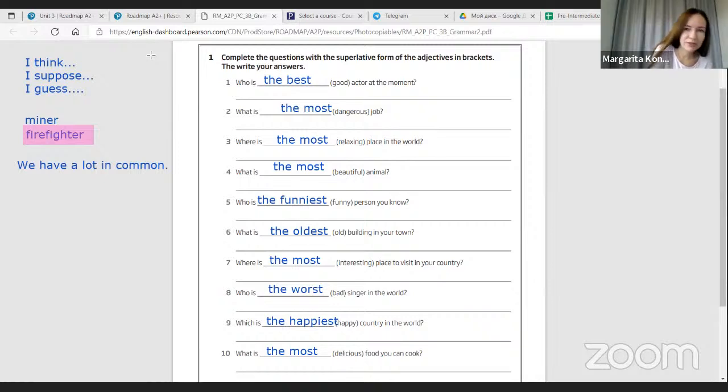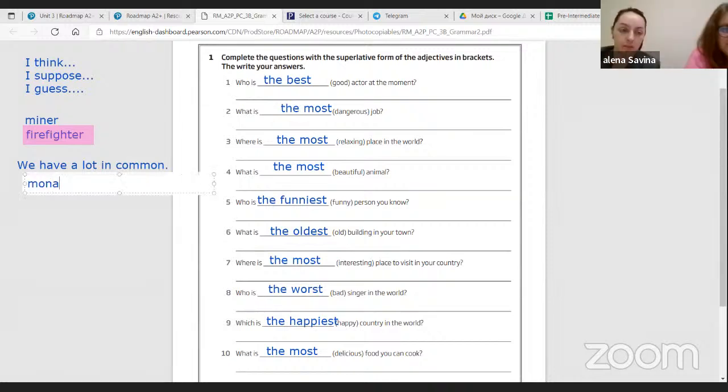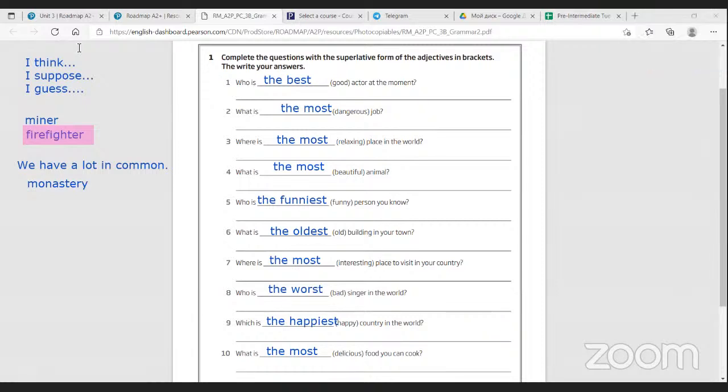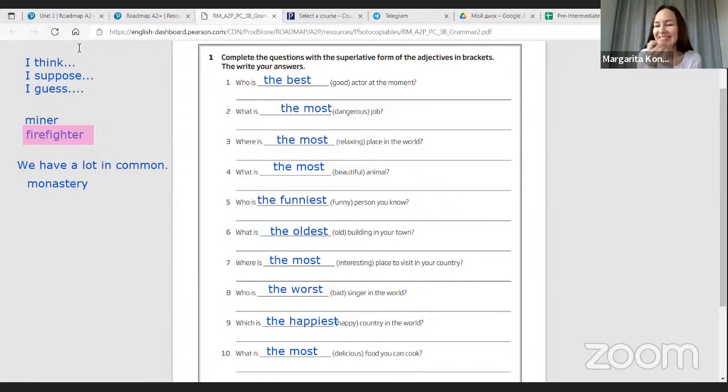Just a moment, I will check the spelling to make sure. Monastery. So, here it is. Ну, в том же понимании, что и у нас, да? Да, это да, где абсолютно живут жители. Monastery. Yeah, monastery.